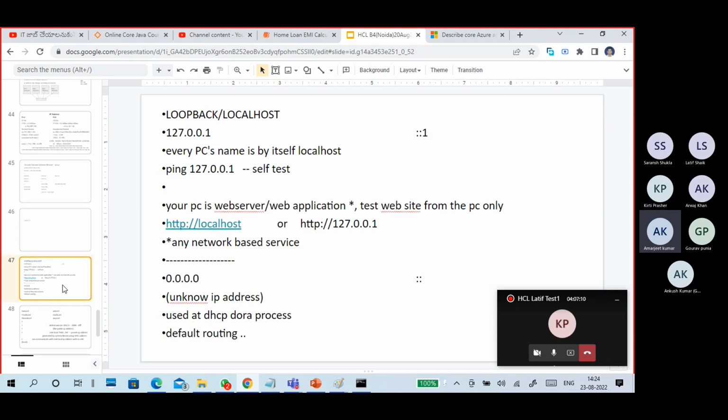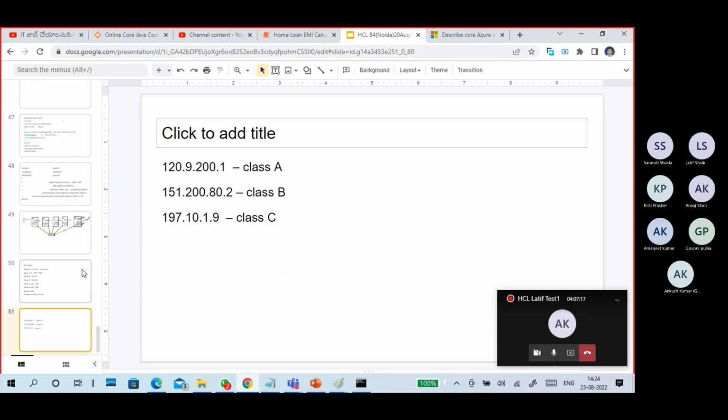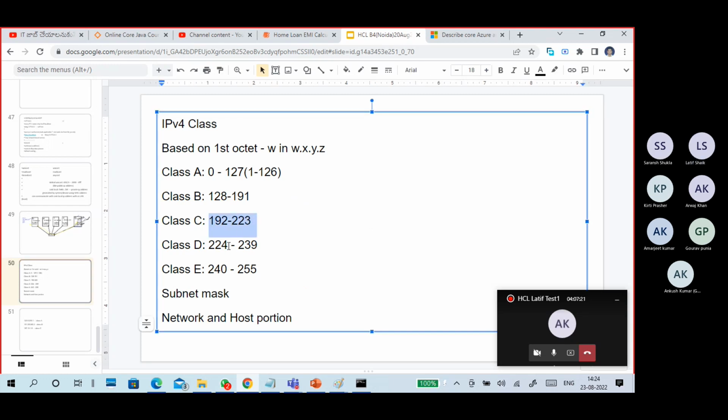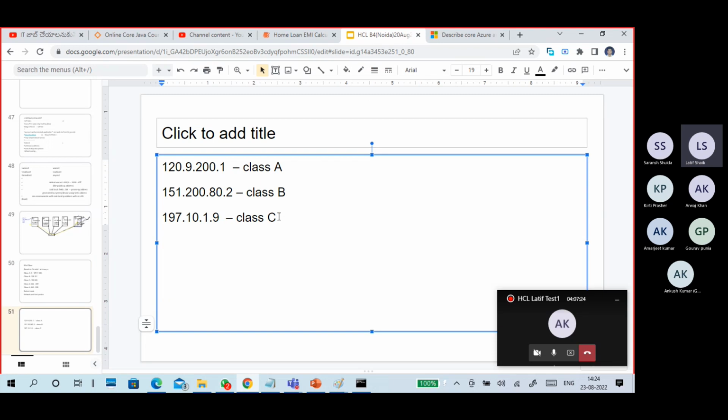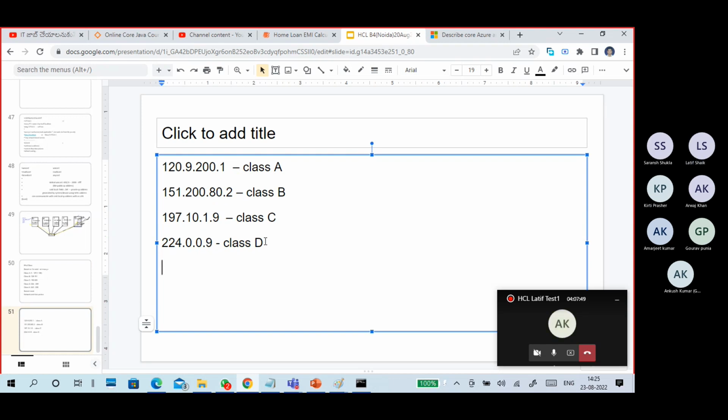Sir, 191 it will see. No, one second, why I have written like this? Yes, it is in between this one. So 223 is the maximum, right? Take 224.0.0.9. Which class? Class D, because 224 to 239 is class D. Then 240 is class E. No one uses this one.